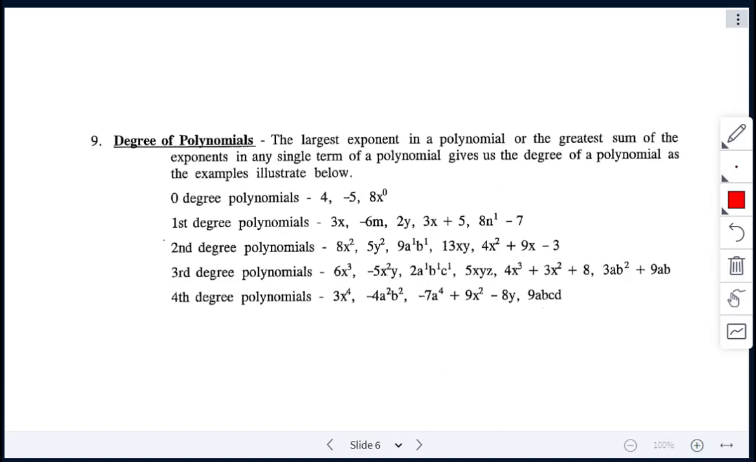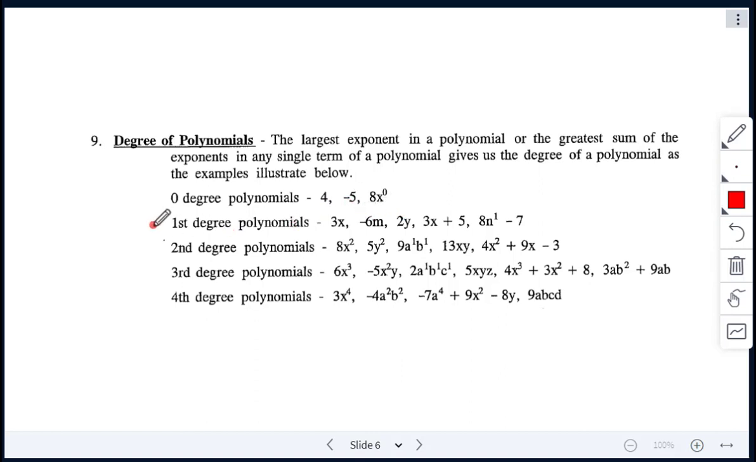So next we are looking at degree of polynomials. This is the largest exponent in a polynomial or the greatest sum of the exponents in any single term of a polynomial. That will give us the degree of the polynomial. So for example here, these are 0 degree polynomials, okay? There's no variable with an exponent.